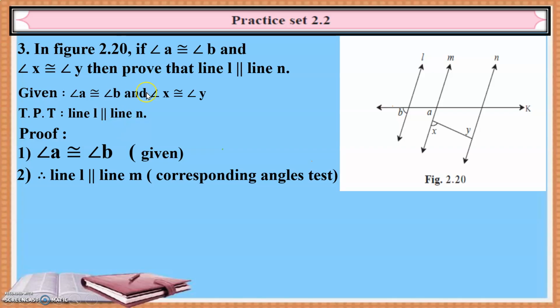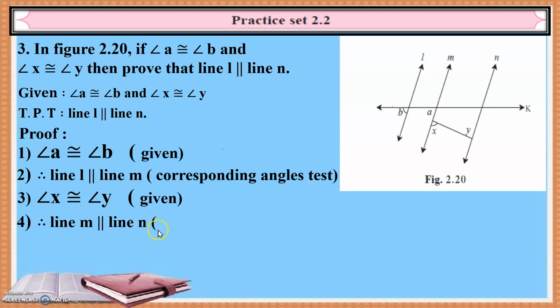Now we shall take the next given, that is angle X congruent to angle Y. Let's mark it in the figure, angle X congruent to angle Y. Now what type of angles are they? They are alternate angles. So if the alternate angles are equal, we know that lines will be parallel. Line M will be parallel to line N by alternate angles test. So we write the statement, that is line M parallel to line N, alternate angles test.